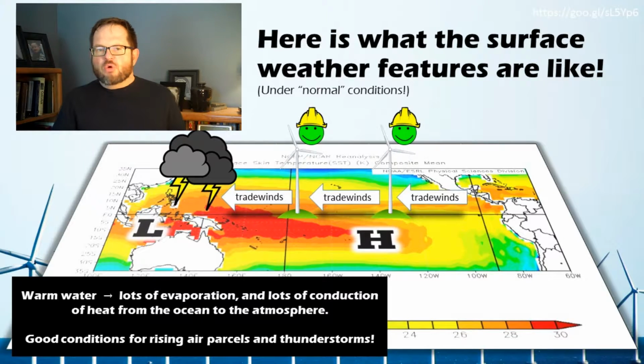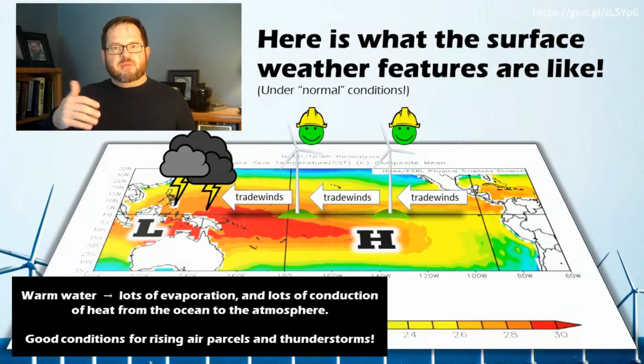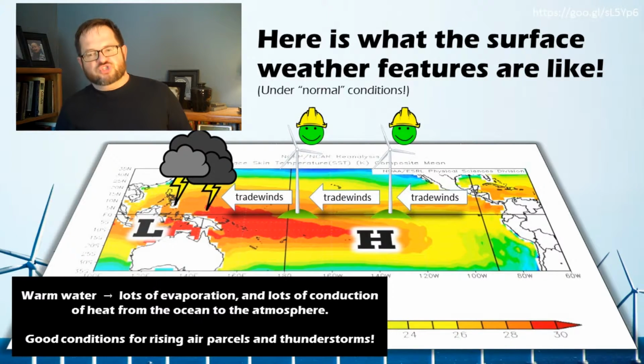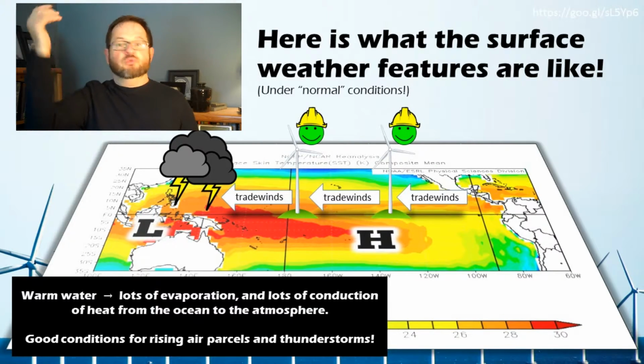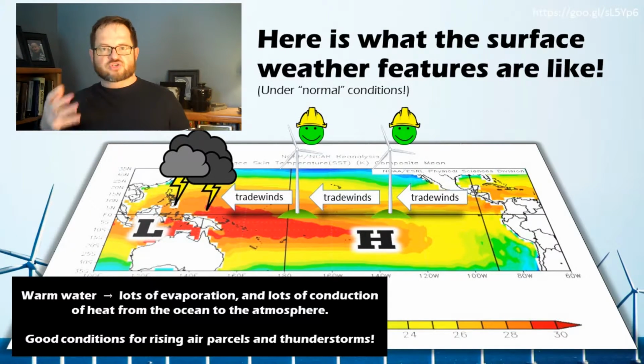There's all this warm water piling up in the western Pacific, and warm water is great for forming precipitation because you have a lot of evaporation off that warm water. So that creates a lot of water vapor in the atmosphere available to be turned into precipitation. And by conduction, heat from the warm ocean warms up air at the surface, and those air parcels at the surface start to rise, and rising air causes thunderstorms and so on. The western Pacific is a very rainy place under these normal conditions.